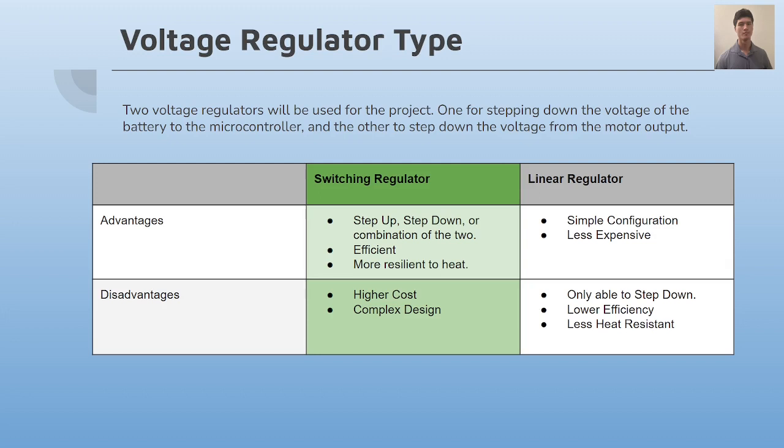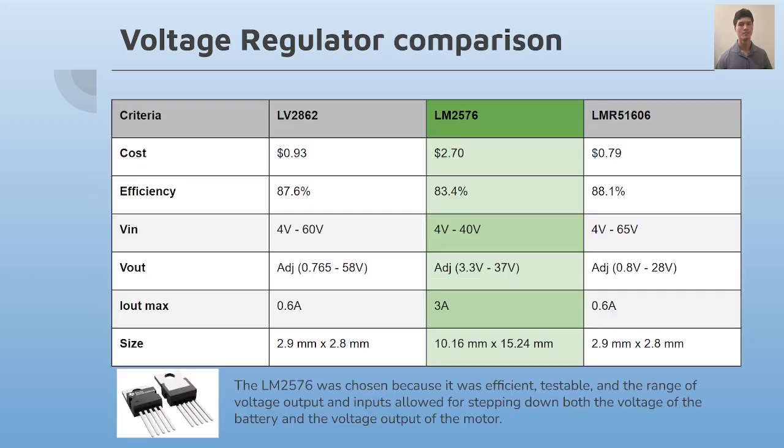While originally a linear regulator was chosen, Dr. Chan recommended using a switching regulator instead, and with the project generating low amounts of power, higher efficiency was important. Hence, a switching regulator was chosen. 3 different switching regulators were compared, with criteria being cost, efficiency, voltage input, voltage output, current output, and size.